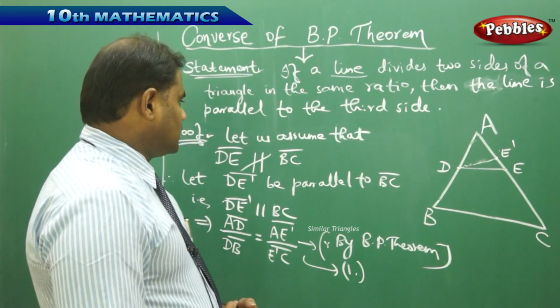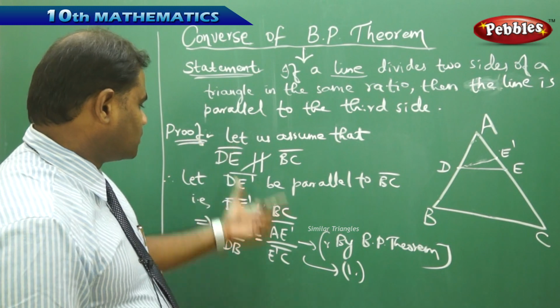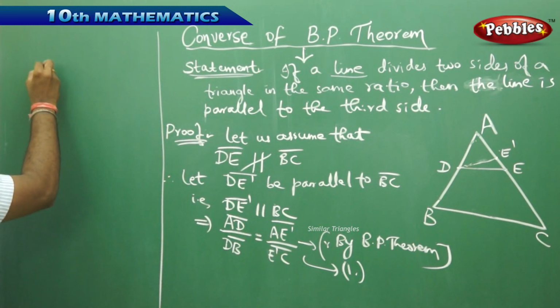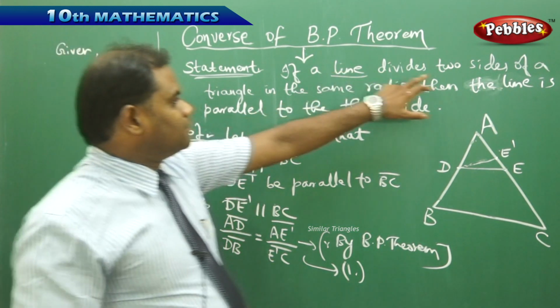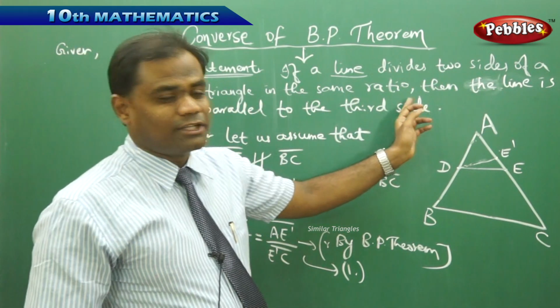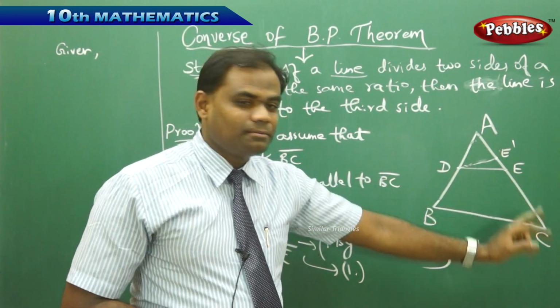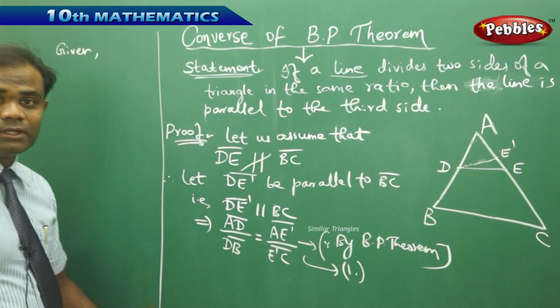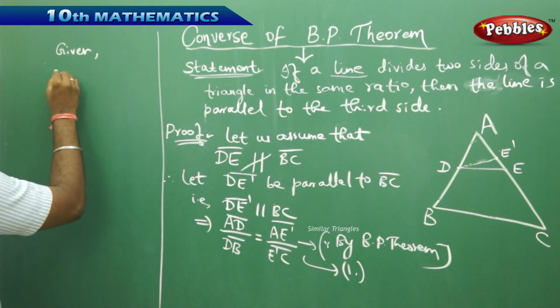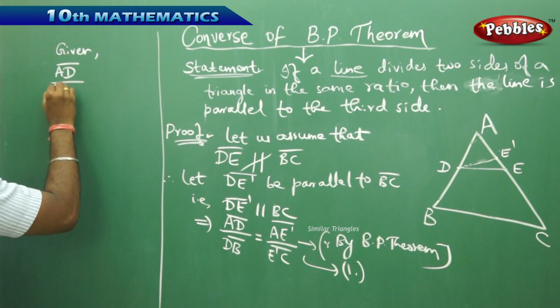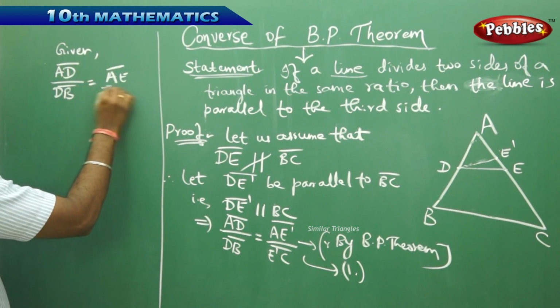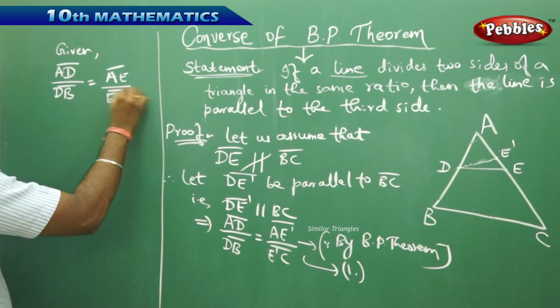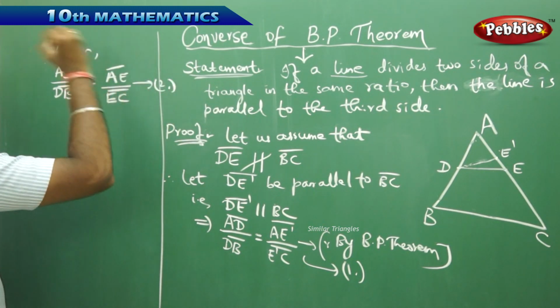Now as I compare with the condition given, it is also given that the line divides two sides of a triangle in the same ratio. Therefore, AD by DB is AE by EC, which we have already obtained in the given statement. Given AD by DB is equal to AE by EC.